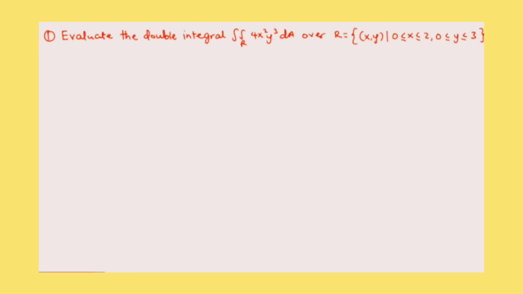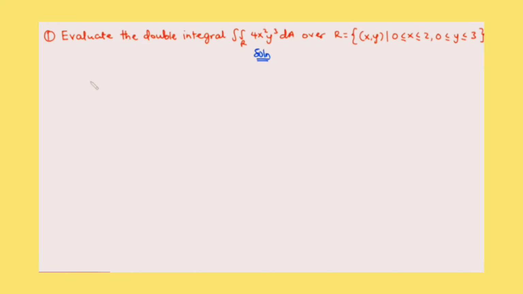Now let's take our very first example. In this example, we are going to evaluate the double integral over the region R of the function 4x²y³ dA, where R is the set of all ordered pairs (x,y) such that 0 ≤ x ≤ 2 and 0 ≤ y ≤ 3.